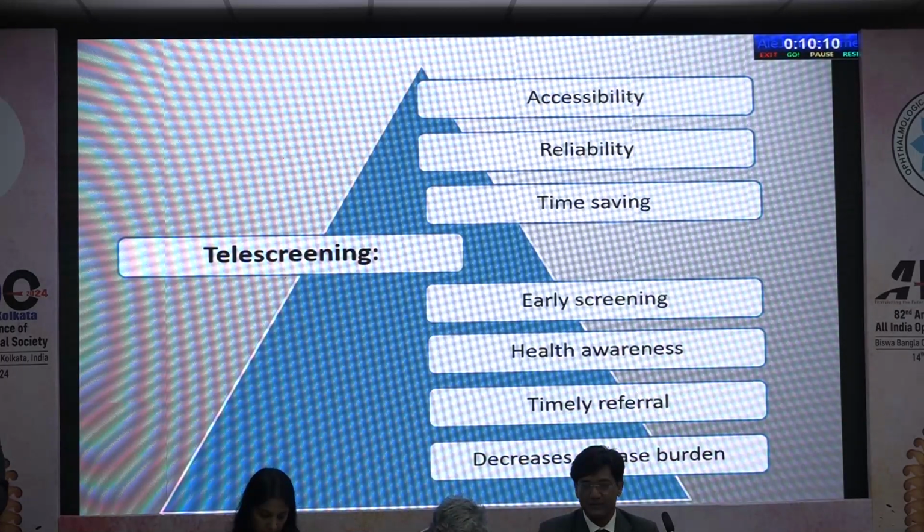Tele-screening. We perform tele-screening because, as we know, our institute lies in a tribal belt, so there is very low accessibility. We can reach peripheral setups through tele-screening, with reliability with the advent of automatic artificial intelligence. There is increased reliability. It is time saving. We can perform early screening and health awareness. Through tele-screening, we can make people aware of their ocular comorbidities. With tele-screening, timely referral is possible. Disease burden is decreased due to tele-screening.